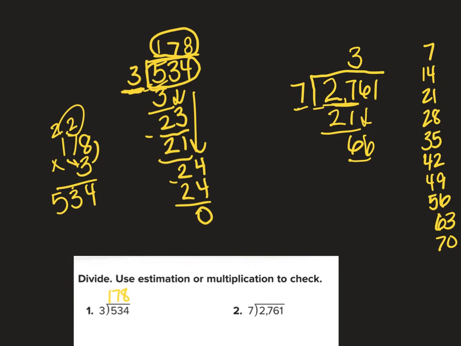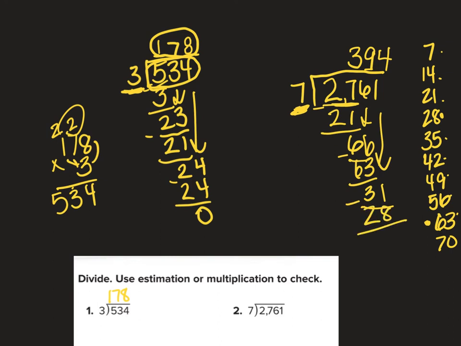Divide. 66 divided by 7. We can get to here. 1, 2, 3, 4, 5, 6, 7, 8, 9. Multiply. 7 times 9 is 63. And subtract. Bring it on down and bring it on back. Divide. 31 divided by 7. Looks like I can get up to 28. So that'd be 4. Multiply. 7 times 4 is 28. And subtract. 3. So my remainder is 3.